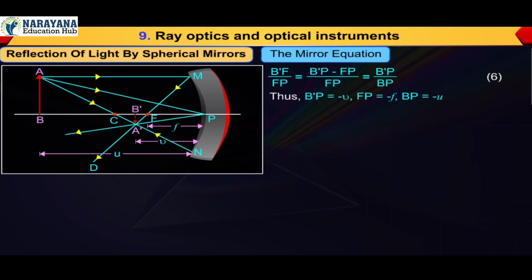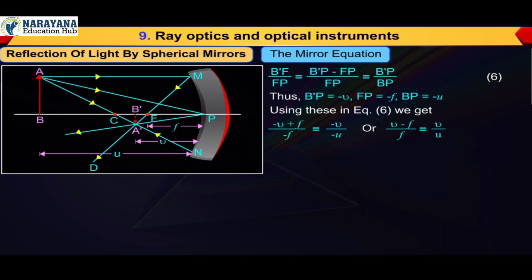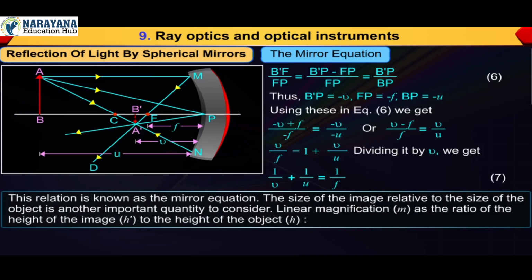Thus, B'P' is equal to minus v, FP is equal to minus f, BP is equal to minus u. Using this in equation 6, we get (minus v plus f) upon minus f is equal to minus v upon minus u, or (v minus f) upon f is equal to v upon u. v upon f is equal to 1 plus v upon u. Dividing it by v, we get 1 upon v plus 1 upon u is equal to 1 upon f. Equation 7. This relation is known as the mirror equation.